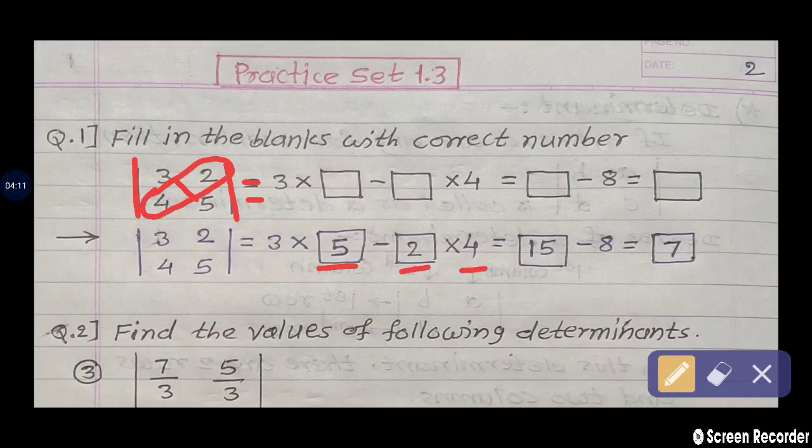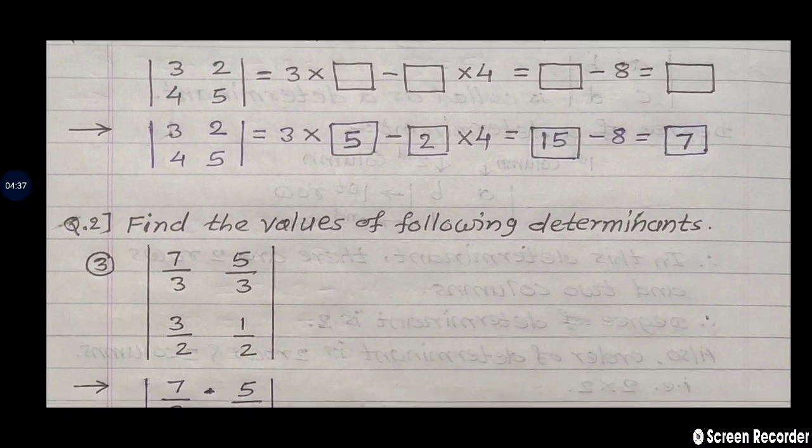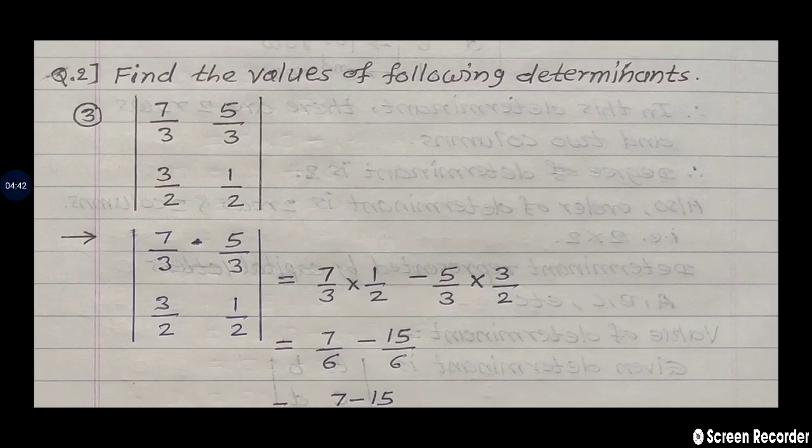So what do we write here? 2 multiplied by 4 is already given, so the remaining number is 2. Now do the cross multiplication. 3 multiplied by 5 means 15, minus 2 fours are 8. That is already given here. So 15 minus 8, our final answer that we write in the box is 7. This is a 1 mark question. Clear? Next.